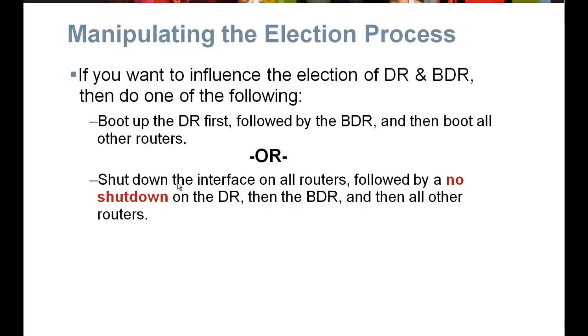You want to boot the DR first. So if for some reason you've got a brand new router, let's say you've got 8 routers on your network, and there's already a DR in place, and you want some new router to be the DR, typically you have to wait till after hours and work. You bring up the new router, you set the priority high, and then you just turn off the DR, and that'll force a new election.